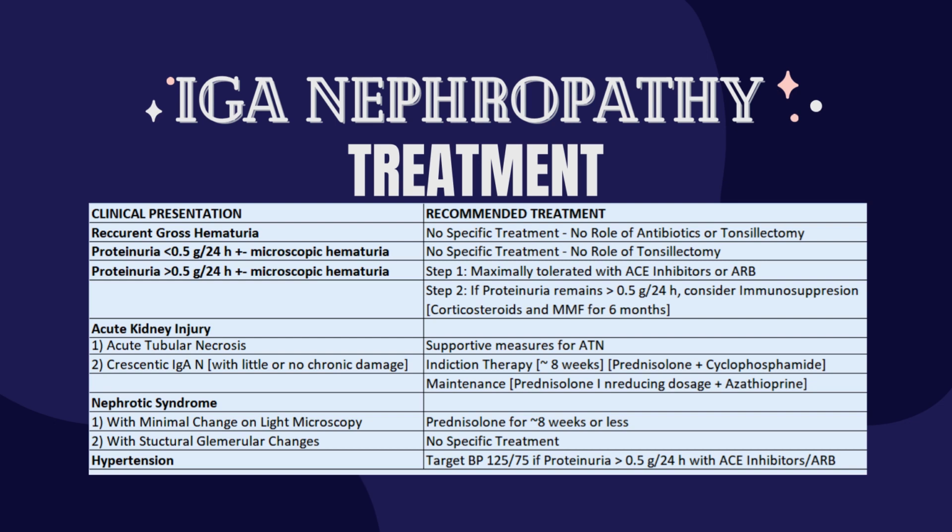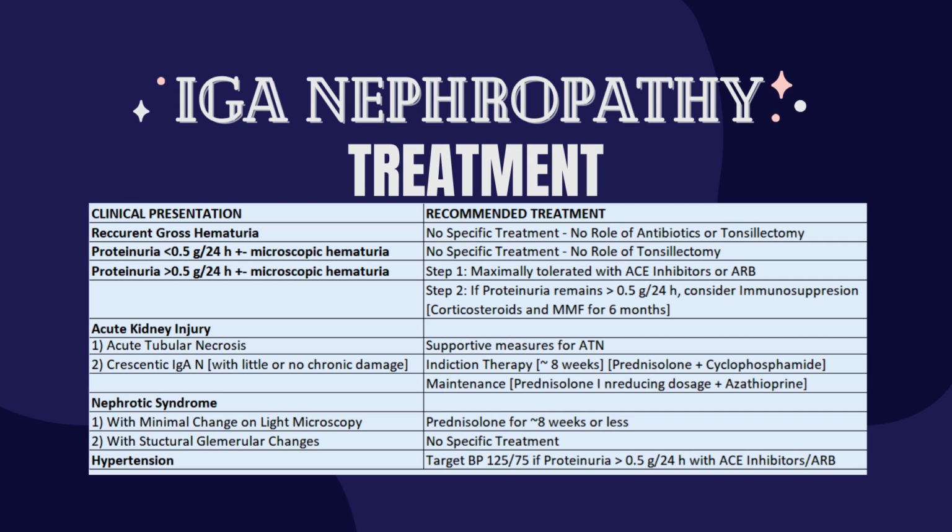But if the patient has crescentic IgA nephropathy with little or no chronic damage, immunosuppressant medications are given as induction for around 8 weeks, and then continued as maintenance therapy. If the patient has nephrotic syndrome with minimal change on light microscopy, then treatment is done with steroids for about 8 weeks or less. If more severe changes are seen on biopsy and it is considered that immunosuppressant medications will have no benefit, then no specific treatment is done.